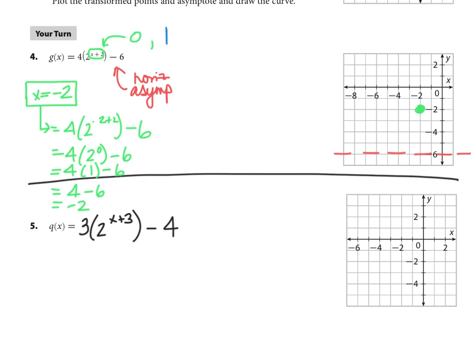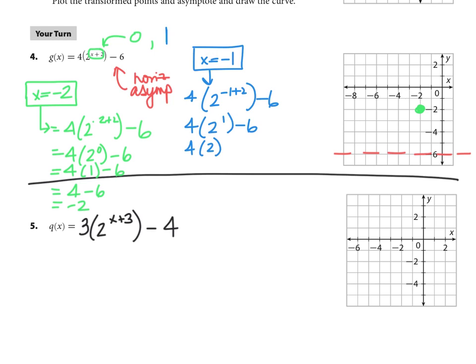So that would be if I picked x to be -1. That part you just kind of have to think about. All right, so I've got 4 times 2^(-1+2), minus 6. 4 times 2 to the 1 power. Anything to the 1 power is just itself, so that's 4 times 2. 8 minus 6 is 2.